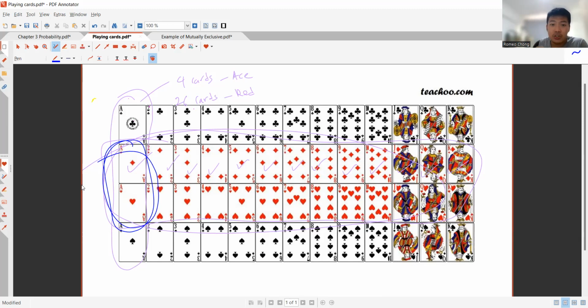Okay, showing ace. So in this case, when I ask for the probability of an ace or a red card, you cannot straight away plus them. Okay, you have to minus the one in common. How many commons are there? So in this case, there are 2 common. Remember, 2 common.